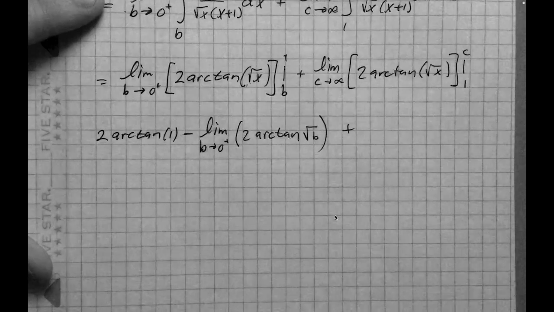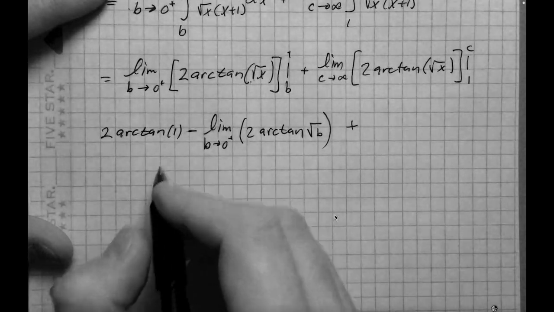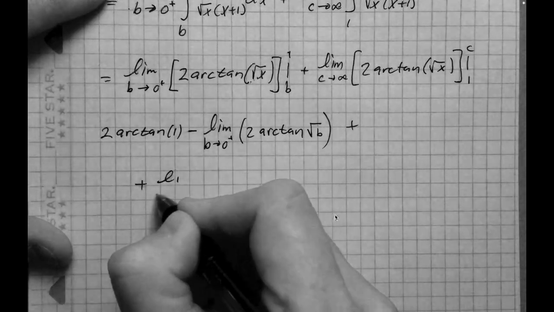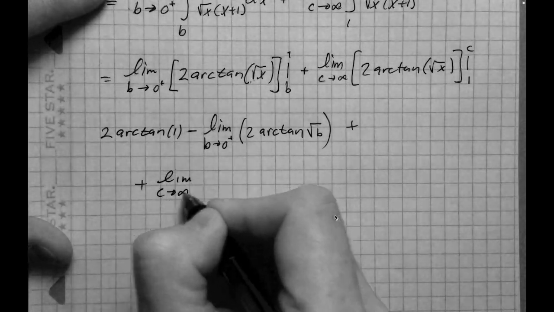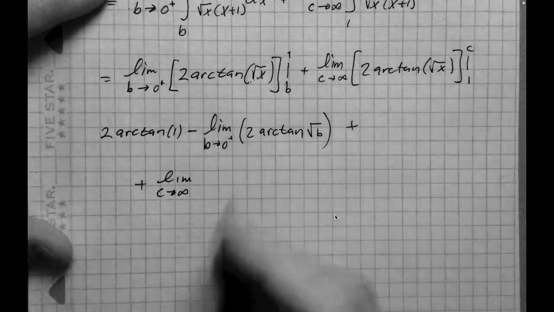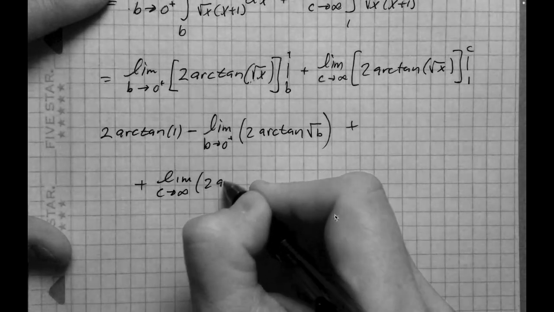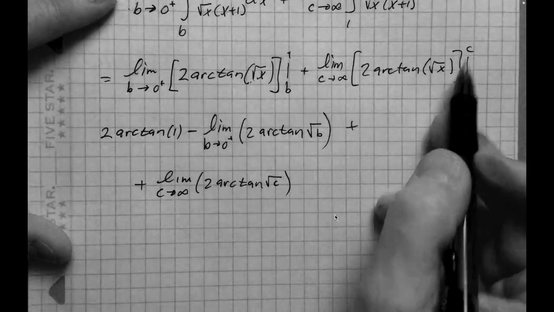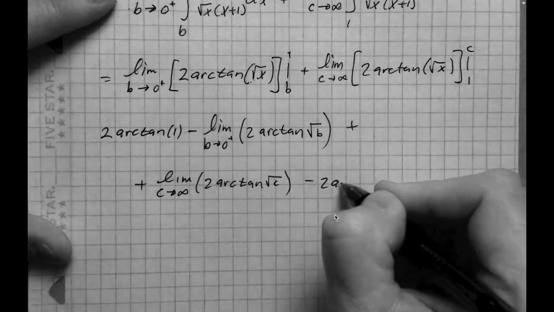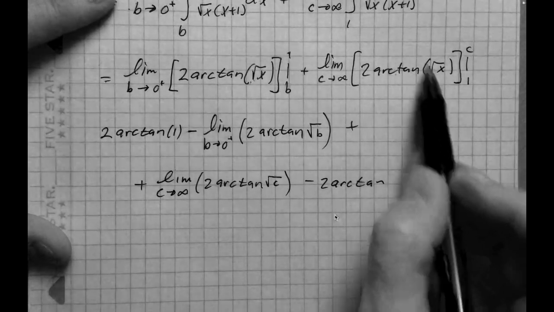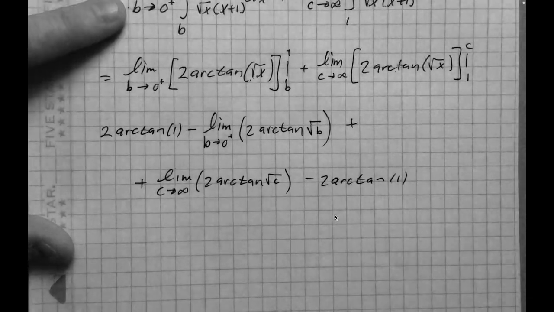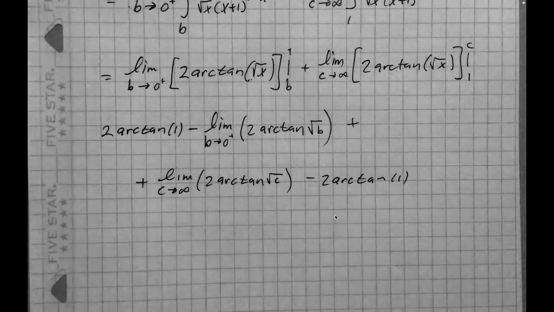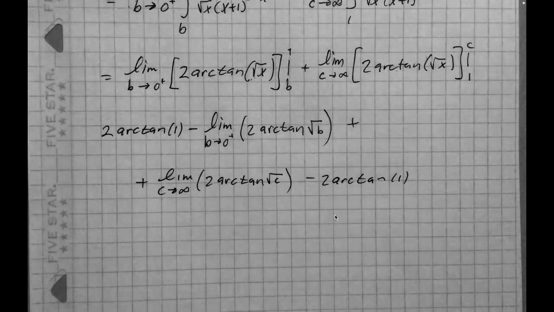Okay, so then it's plus this other piece. Now this other piece is the limit as c goes to infinity of twice arctan of square root of c, like so. And then minus this other piece, minus twice the arctangent of the square root of 1, which again is just 1. Okay, so that is perfect. All right, so then what are all of these values?